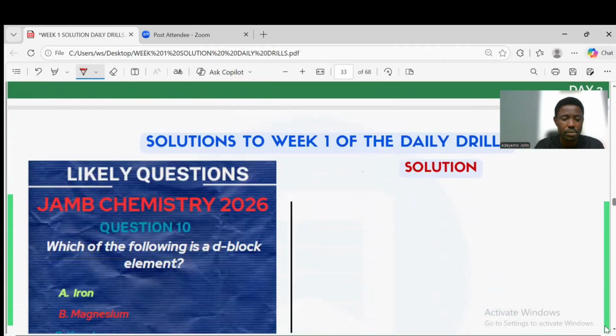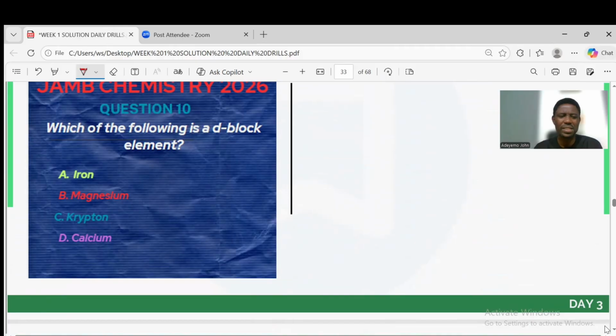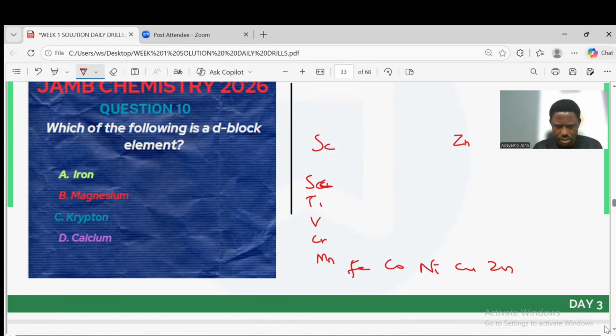All right. So let's move to another one. Which of the following is a D block element? All you need to know is your scandium to zinc. That is 21. Let me say for you: scandium, titanium, vanadium, chromium, manganese, iron, cobalt, nickel, copper, zinc. This is from 21 to 30. Have you seen them? So this is the one that they can conveniently ask you.